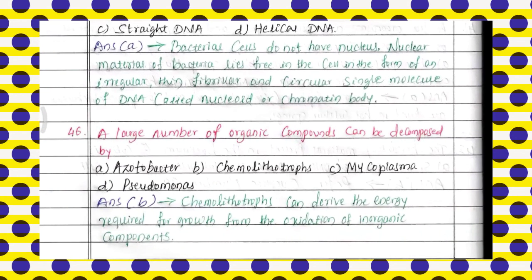46. A large number of organic compounds can be decomposed by: Azotobacter, chemolithotrophs, mycoplasma, Pseudomonas. Answer is B. Chemolithotrophs. Chemolithotrophs can derive the energy required for growth from the oxidation of inorganic compounds. Thank you.